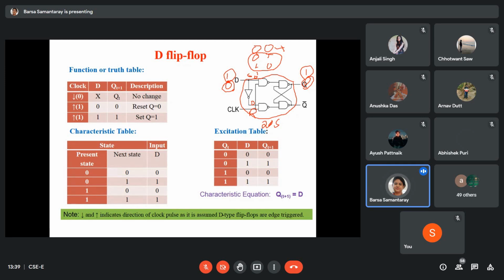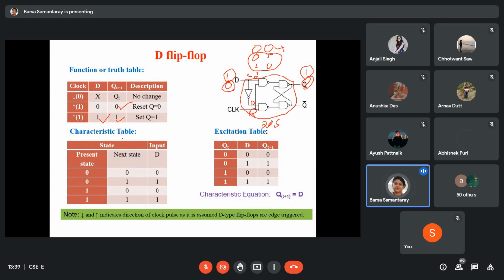Because in other flip flops, if the input changes, output changes. But in these cases, whatever the input, that is the output. That's why data flip flop. So you can check the truth table. When the clock is 0, don't care, and whatever may be the Q value, output is no change. But when the clock is applied, positive edge, that's why positive edge triggered. When the positive clock is applied, अगर डाटा 0 है तो आउटपुट भी 0 आएगा, अगर डाटा 1 है तो आउटपुट 1 आएगा. So that's why it is known as data flip-flop.